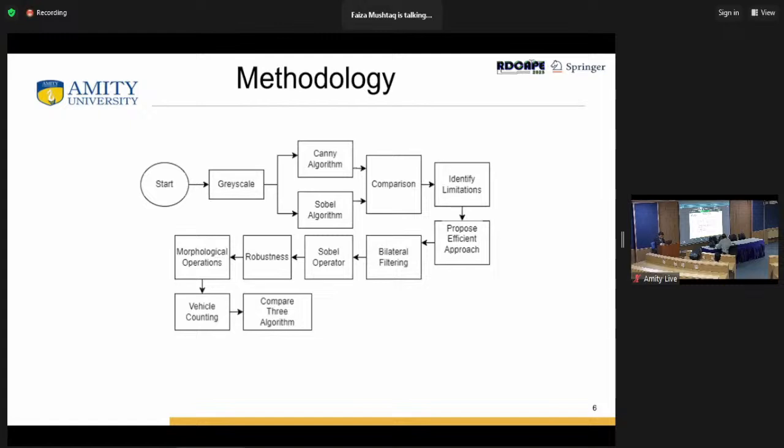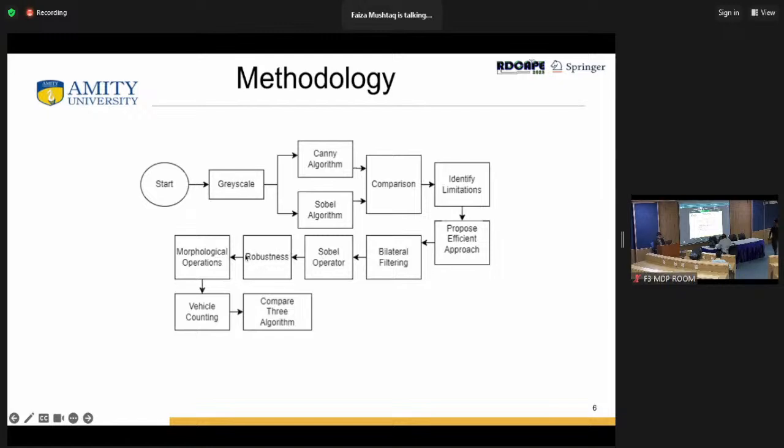positive aspects of both. Then we will apply bilateral filtering, which goes through two steps. It goes through Gaussian smoothing, and we also work through the gradients of the intensity of the pixels. In Sobel we will apply the Sobel operator with a kernel of 3 by 3.